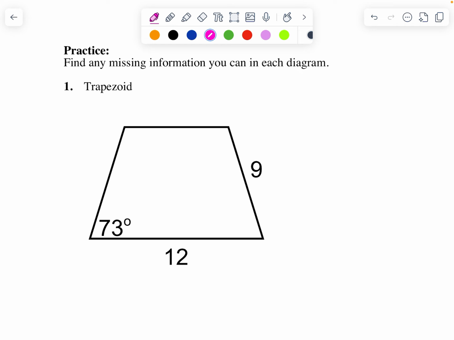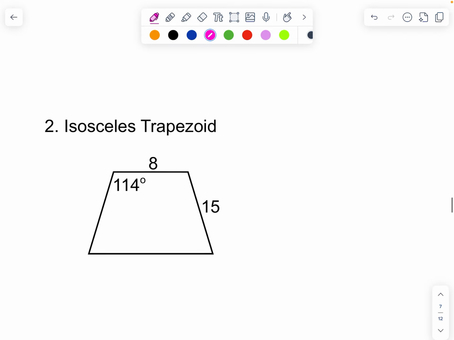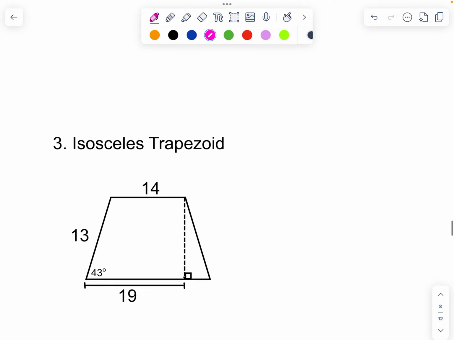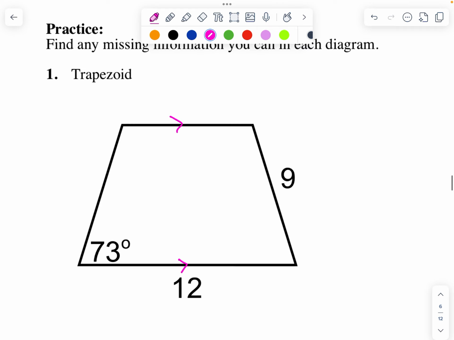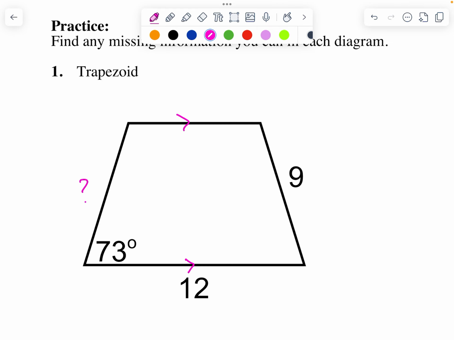All right, this one says find the missing information in each diagram. So it's a trapezoid, so I can say that these are my parallel sides. It doesn't say isosceles, so I don't know any other information. So it doesn't have any X, Y, or Z in it. It didn't show up. Oh, it's just find anything that you can find. That's what it is. Okay. So I can't find this. It's not going to be possible, right? It's not 9. And I can't find this because given one base, it doesn't make me know the other. All right.